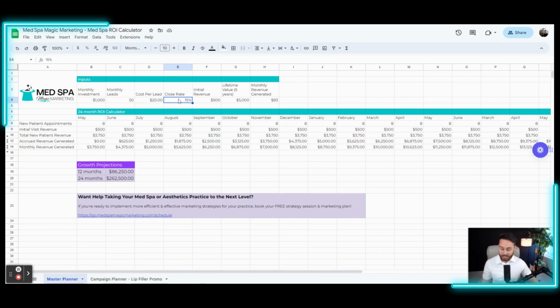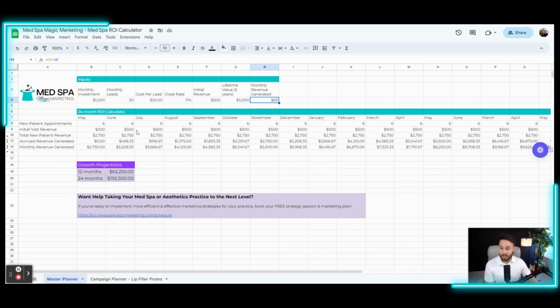And then the close rate, since it's just Facebook ads in this case, let's be conservative, and I think hers is actually 11% when we audited. I think there's room for improvement there. And then I think the special was $499. So initial revenue would be $500, and then we keep our lifetime value calculation in place.